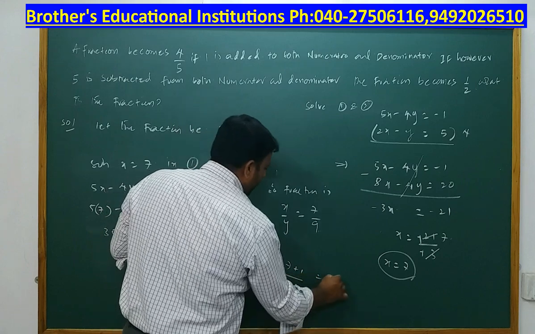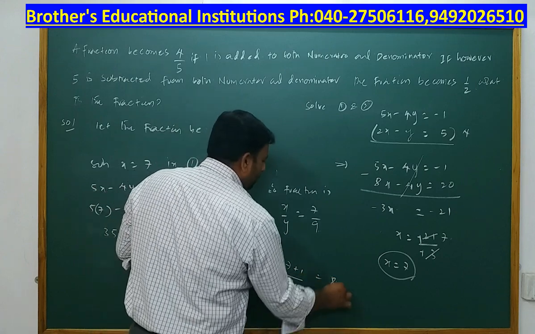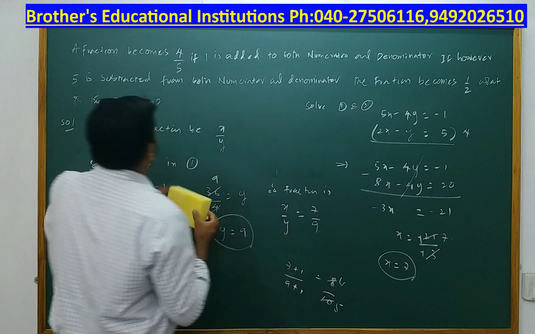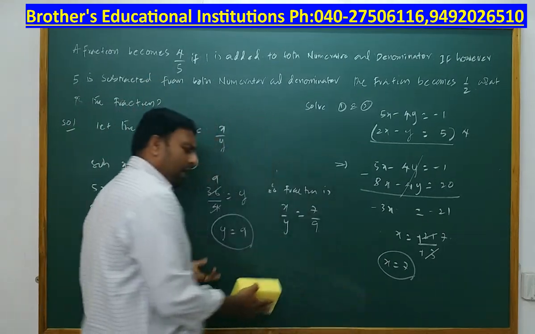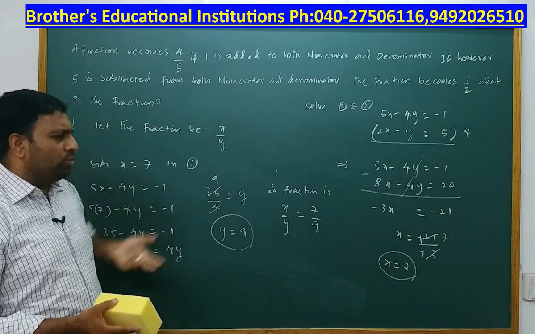What is 7 plus 1? 8. And what is 9 plus 1? 10. 2 4s are 8, 2 5s are 10. Are you not getting 4 by 5? It means my answer is correct. So like that you can verify as well in the examination. That's how you do a problem.